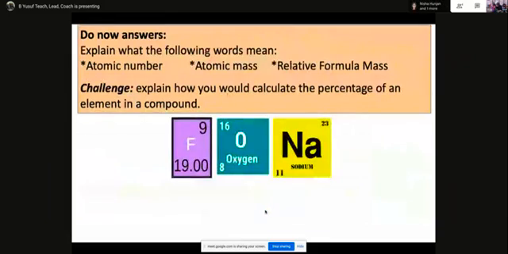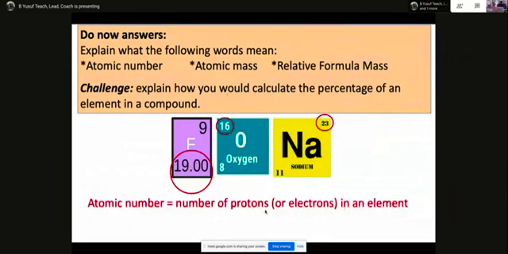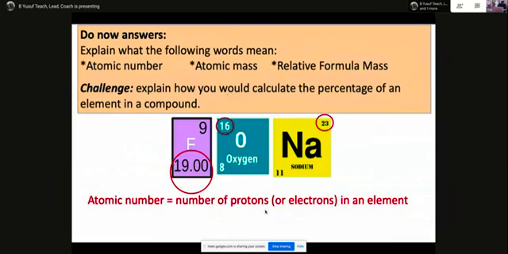So with the do now answers, just highlight these values here in the elements. The atomic number basically means the number of protons or electrons in an element.